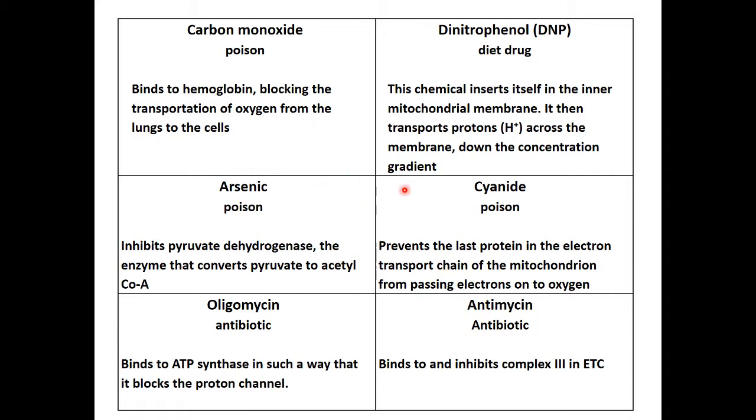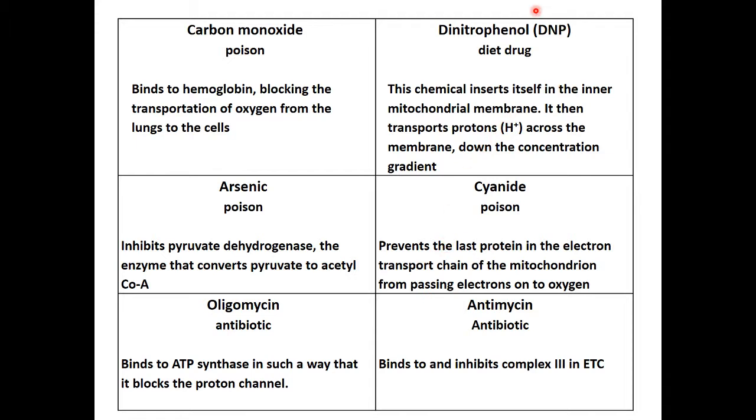So a lot of these poisons work by blocking or destroying the cellular respiration pathway. So you cannot make ATP anymore. Then you will run out of ATP very soon and die.